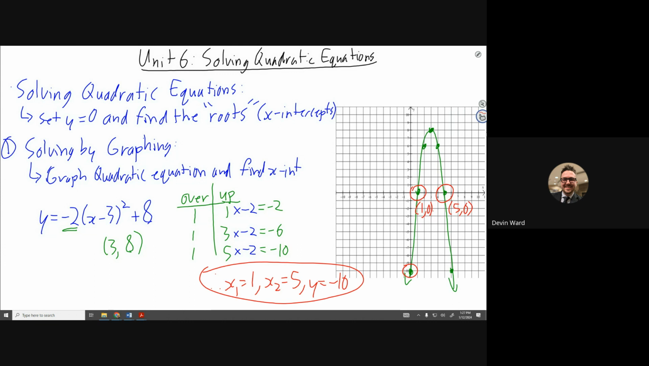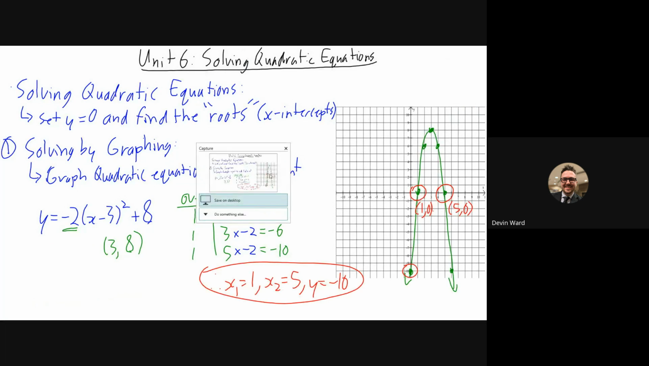Okay, so we start with our vertex form. You might not have it in vertex form. Remember, it might be in standard form. So then what you need to do is just complete the square to put it into vertex form so that you can graph it. Okay, always put it into vertex form to graph. Then graph it, find out where the x-intercepts are. They're always going to be whole numbers if we ask you to graph them. And then you write down your x1, your x2, and your y if we ask you for it. Okay? Graphing is a great way to solve if you have whole numbers.